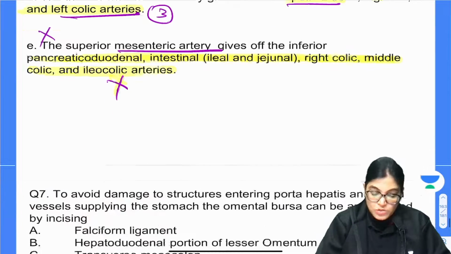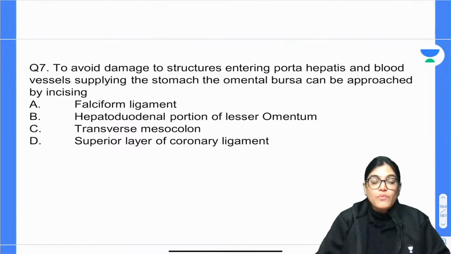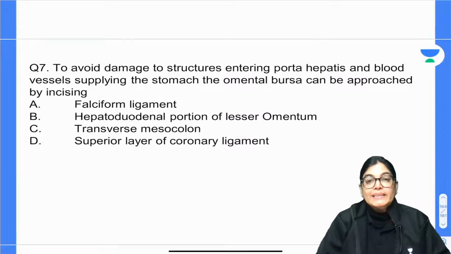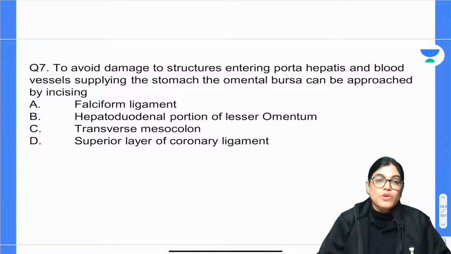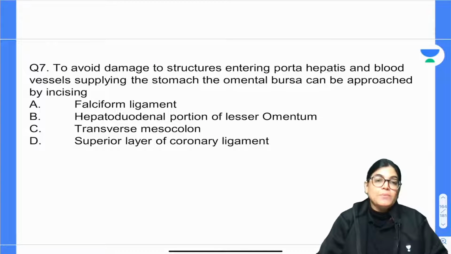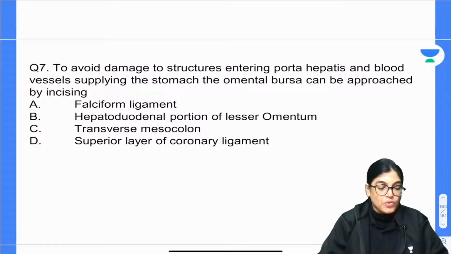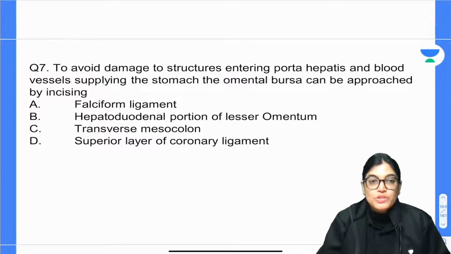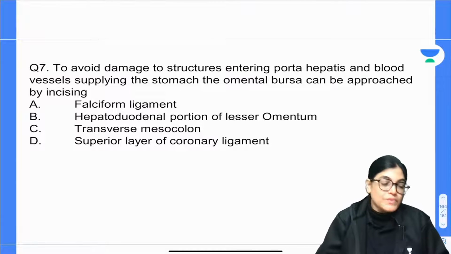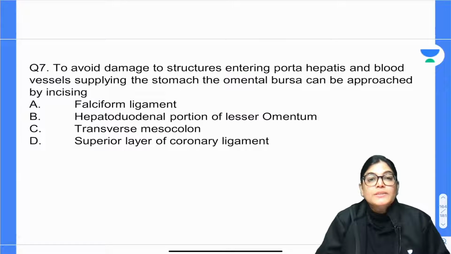Let's move on to the next, question number 7. To avoid damage to the structures entering the porta hepatis and the blood vessels supplying the stomach, the omental bursa can be approached by incising which of the following structures? Falciform ligament, hepatoduodenal portion of lesser omentum, transverse mesocolon, or superior layer of coronary ligament. Which structure should be incised to reach the omental bursa? Please mark the correct answer.